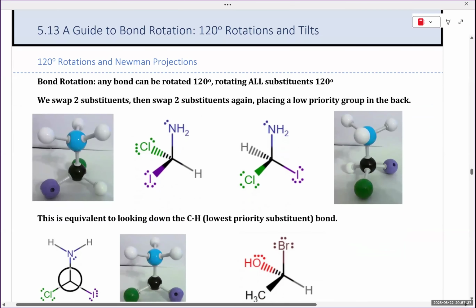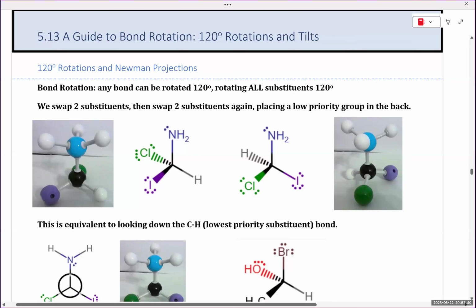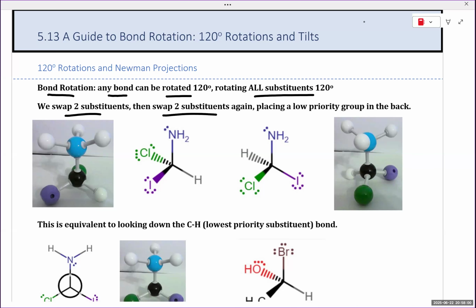Let's talk about bond rotation, and let's talk about what I like to call 120-degree rotations and tilts. So as we discussed for bond rotation, any bond can be rotated 120 degrees, rotating all substituents 120 degrees. You can accomplish this using the swap method by swapping two substituents, then swapping two other substituents. Your goal in this case is to place the lowest priority group in the back. Why? Because to assign configuration, you often have to rotate your molecule or redraw your molecule so the lowest priority group is in the back.